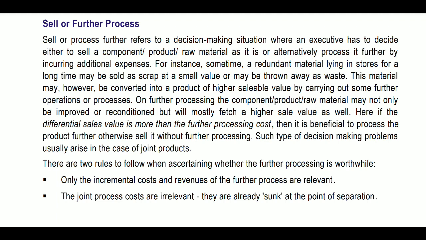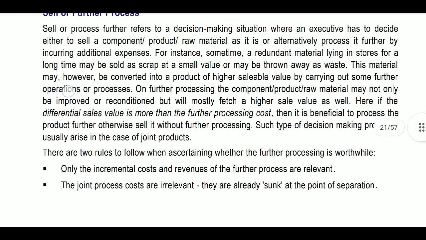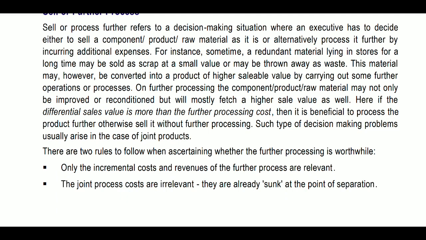To decide either to sell a component or product or raw material, or its alternative to process it further by incurring additional expenses. So you will decide whether you sell here only or you want to incur some expenses and after that you will sell. So the joint product is the main thing here. From that joint product you may sell at the split-off point or you may further process. Only the incremental cost and revenue of the further process are relevant here, and the joint process cost will be irrelevant, that is a sunk cost.